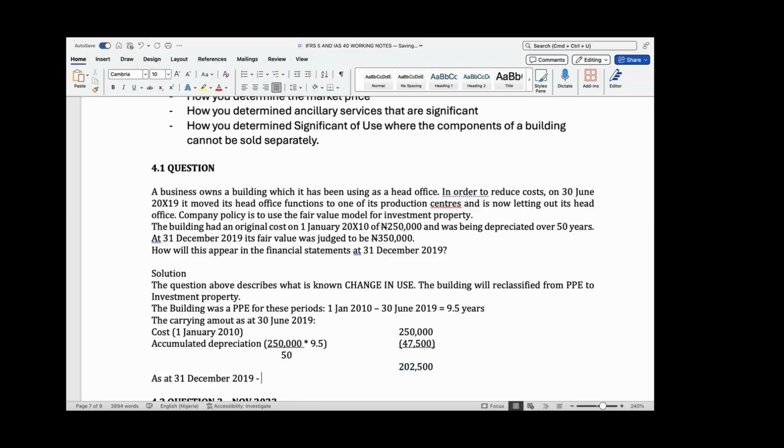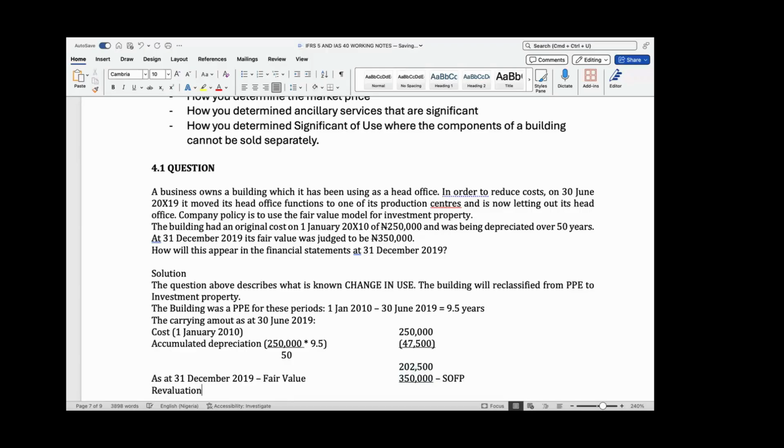But before then, they did the evaluation of the building, and the value was 350,000. That means that as of December, in our statement of financial position, what we show as the value of the investment property is 350,000. However, the asset used to be 202,500 in our books before the valuation. So there is a surplus.